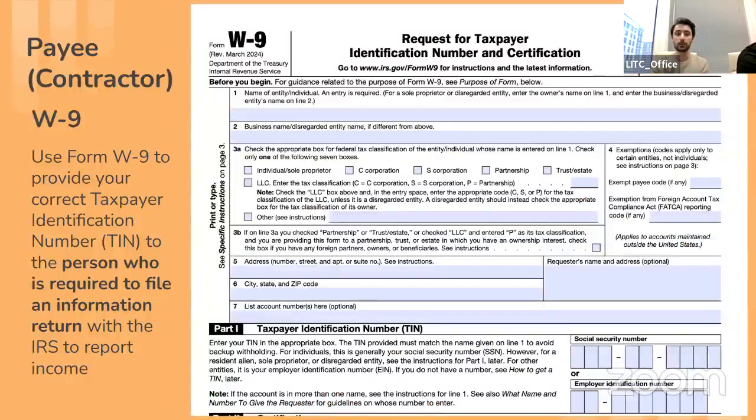So from your end, as an independent contractor, the payee, you need to submit a W-9 to that payer. This is the person who has contracted with you for your services. So this is the person who is required to file an information return. So you would submit a W-9. This is in contrast to a W-4, which would be for an employee.